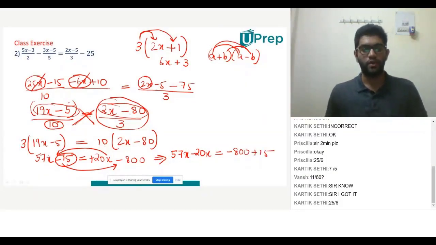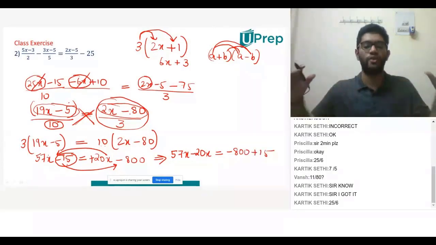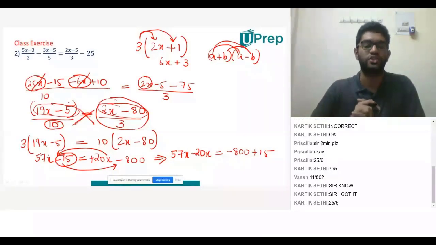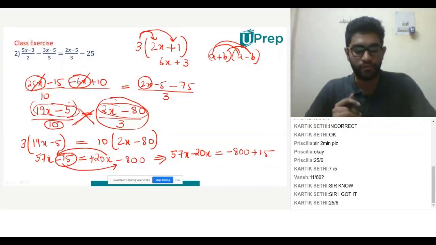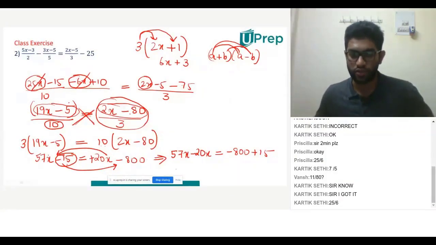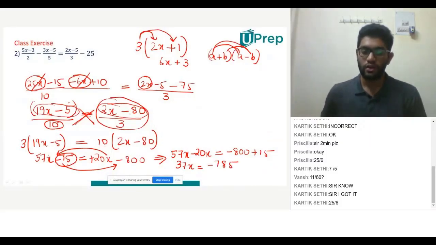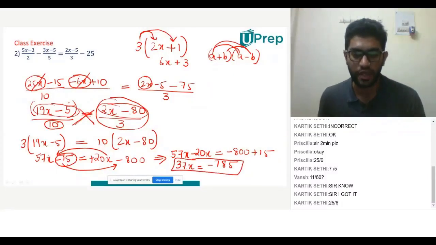Are we clear? Once we have an equation in the form of a line, we're trying to isolate x over here. Instead of working with fractions, we're trying to work with whole numbers. Are you guys clear till here? Now it is just a two-step approach. 57 minus 20 is 37x, and minus 800 plus 15 is minus 785. Now, this is very simple. What did we do? 37 is being multiplied.